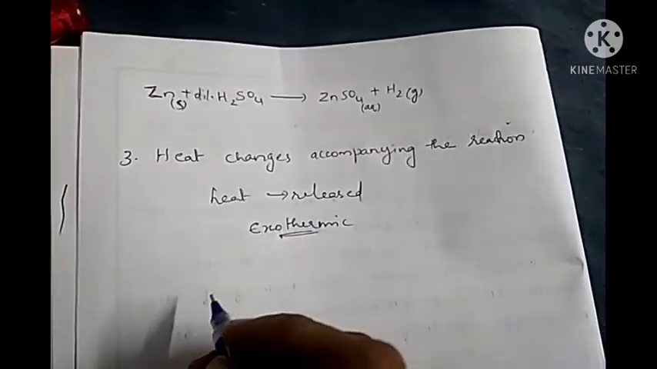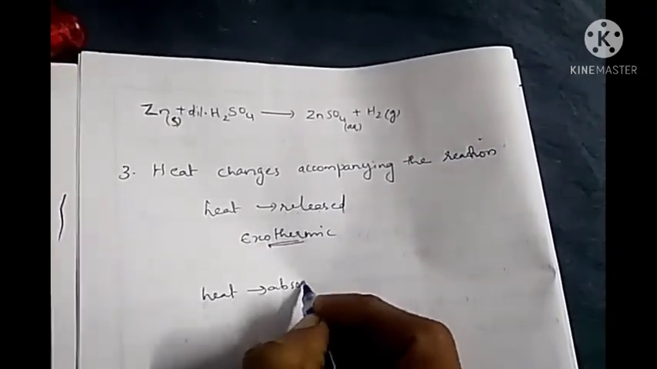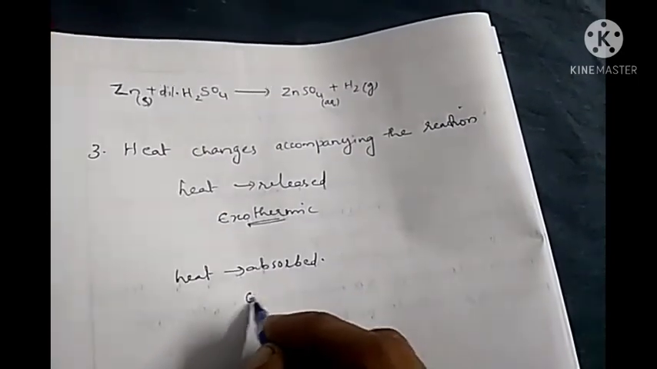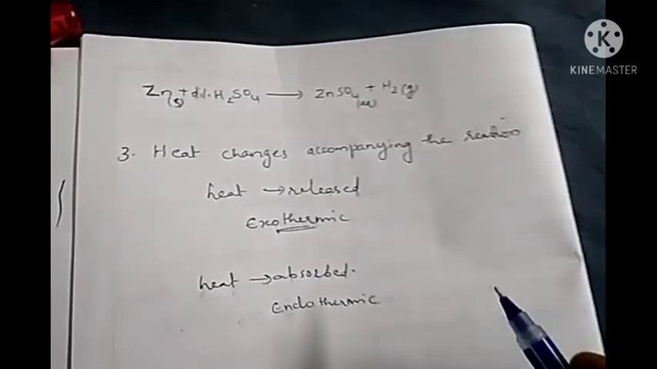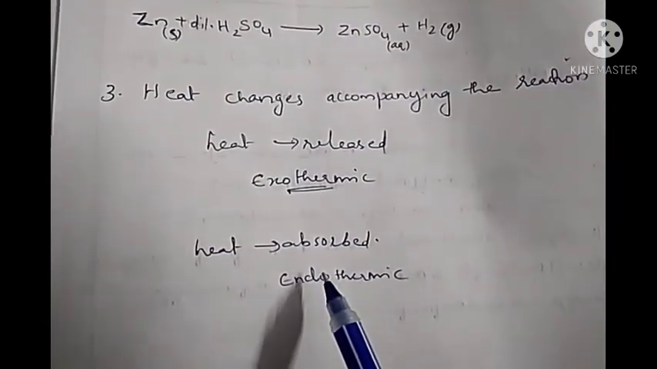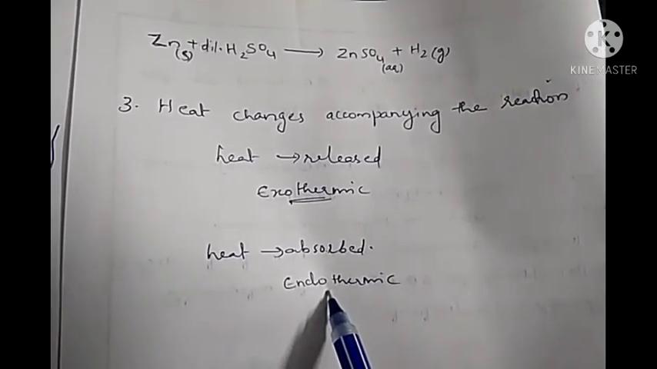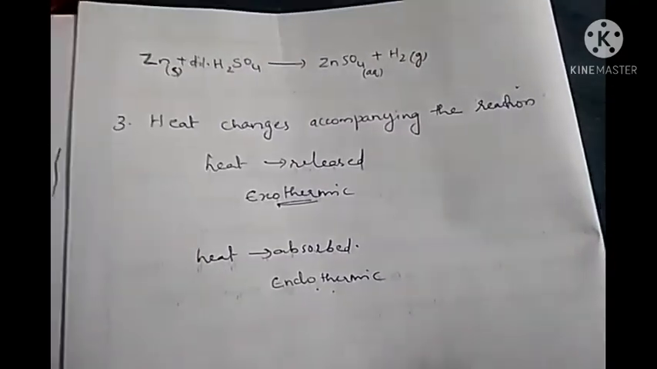And during some chemical reactions, heat is absorbed. Such chemical reaction can be called as endothermic reaction. So the chemical reaction which involves the absorption of heat energy, that is known as endothermic reactions. Okay. So whether it is exothermic or endothermic, that also we can represent in the balanced chemical equation.